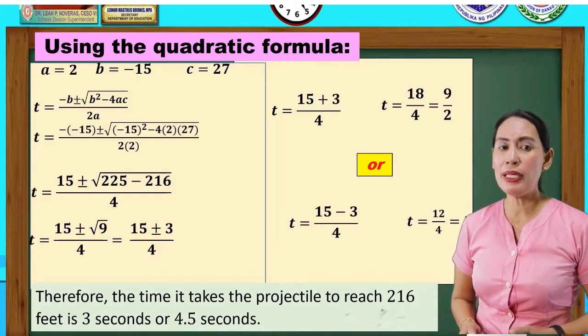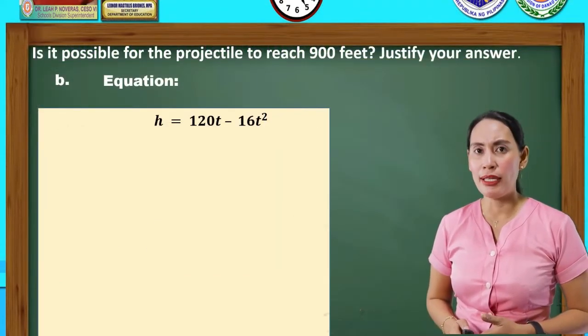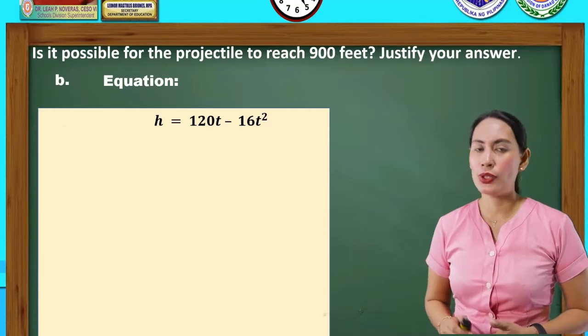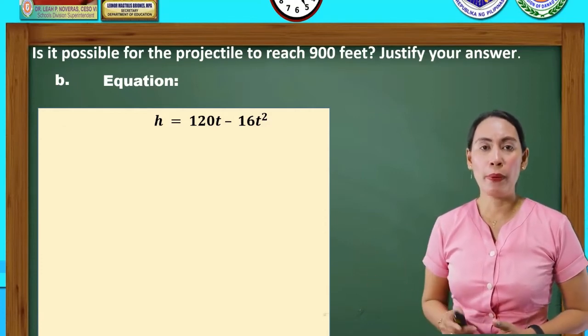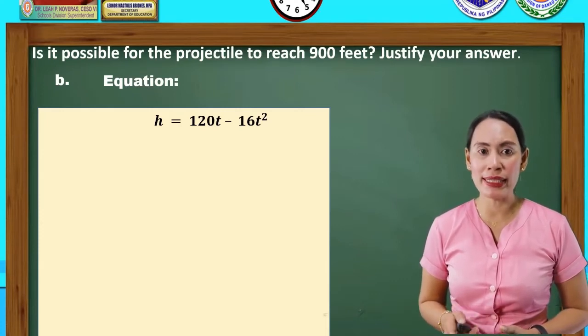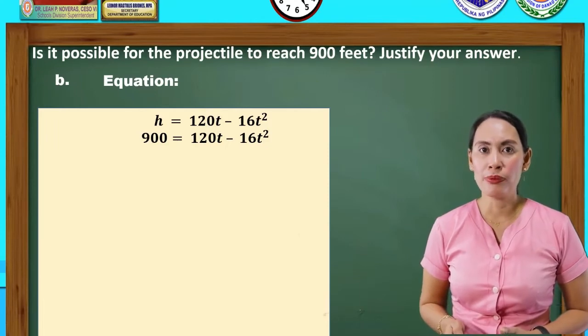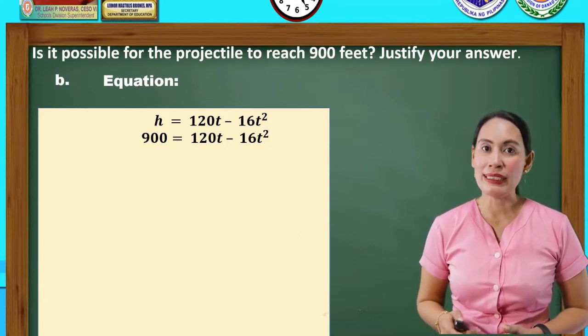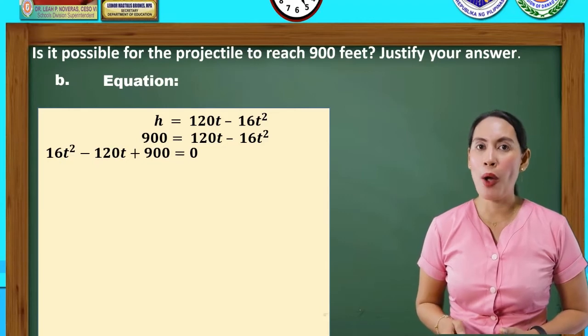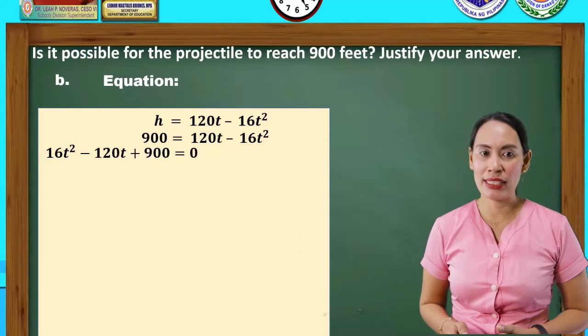Letter B problem. Is it possible for the projectile to reach 900 feet? Justify your answer. So here's the solution. We will use the given equation, h is equal to 120t minus 16t squared. So we will substitute 900 for h. So the standard form of the equation is now 16t squared minus 120t plus 900 equals 0.